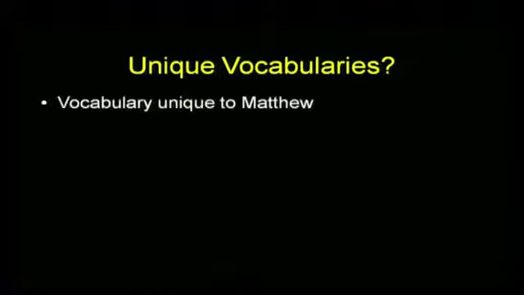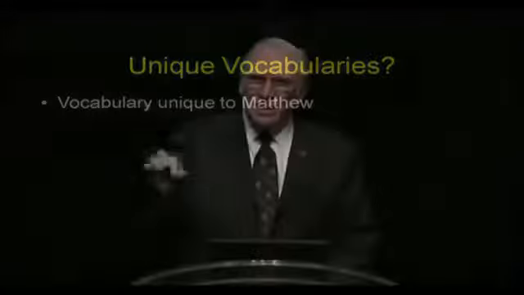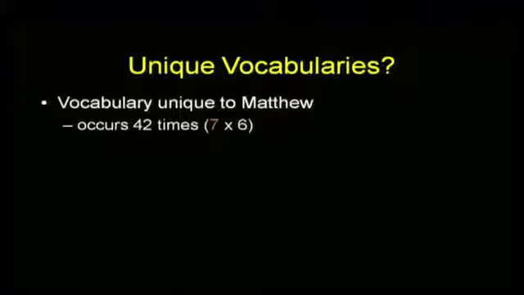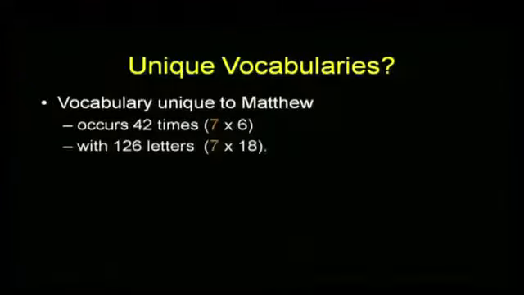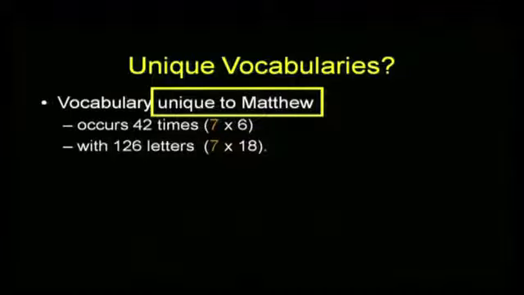But here's the one that's interesting to me. The vocabulary in the Gospel of Matthew that is unique to the Gospel of Matthew happens to be a multiple of 7. It occurs 42 times, that's 7 times 6. It has 126 letters, that's 7 times 18. And that's the only property these words have, that they are unique to the Gospel of Matthew. And they come out precisely as a multiple of 7. You with me so far? My question is, gee, that's interesting. How could that have been organized?